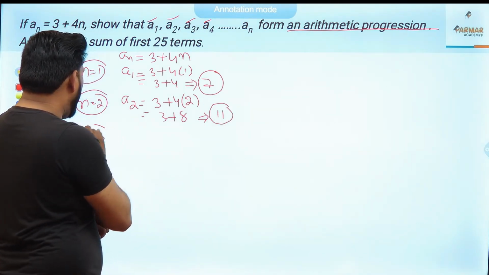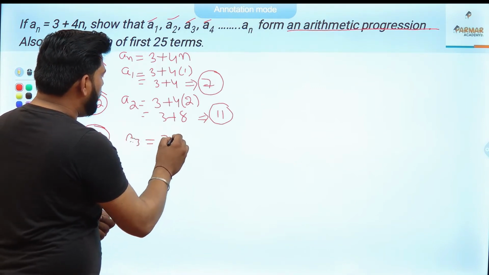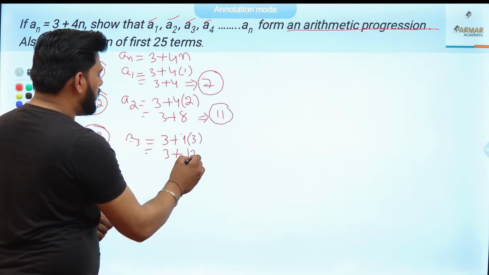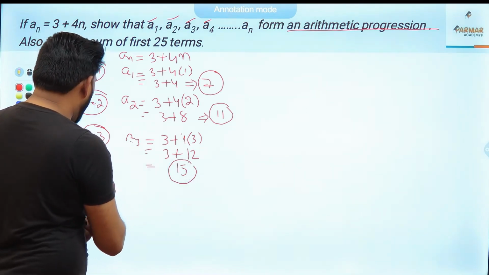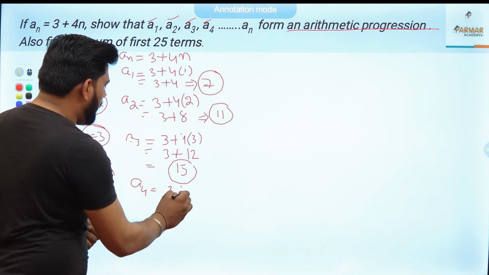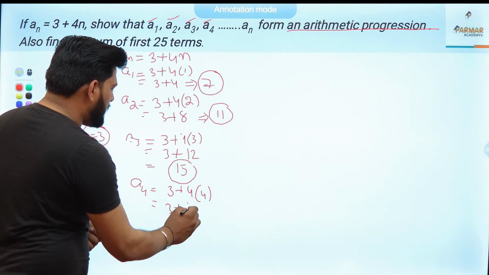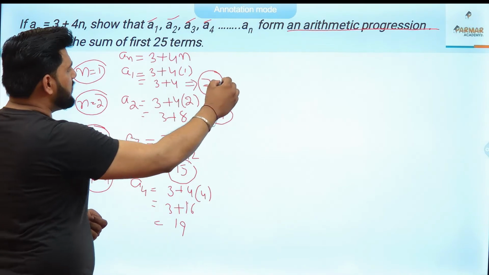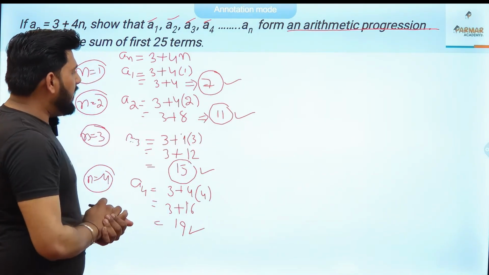Replace n by 3, we will get a3, that is equal to 3 plus 4 into 3. That is 3 plus 12, 4 3s are 12, that is simply 15. And for a4, replace n by 4. We will get a4, that is 3 plus 4 times 4, that is 3 plus 16, equal to 19. So the value of a1 is 7, a2 is 11, a3 is 15 and a4 is 19.